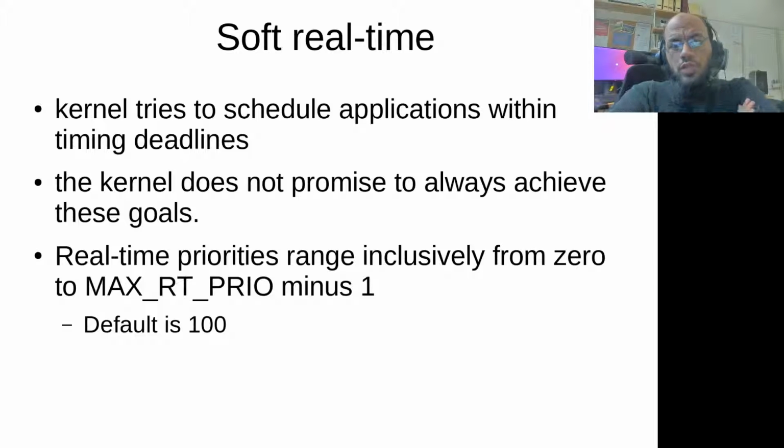There are two kinds of real-time systems. One of them is soft real-time and one is hard real-time. And there is a large body of work. There is a huge theory behind real-time systems. It's typically studied between computing science and control theory.